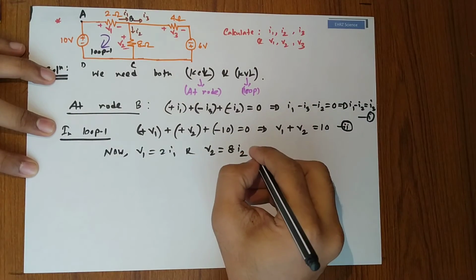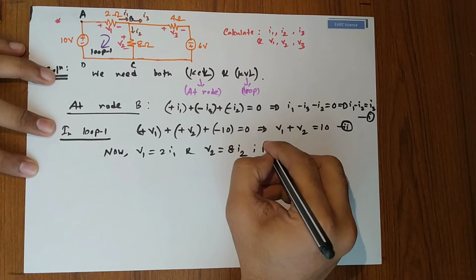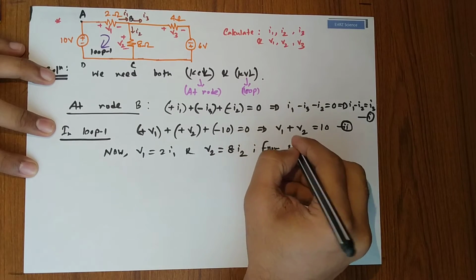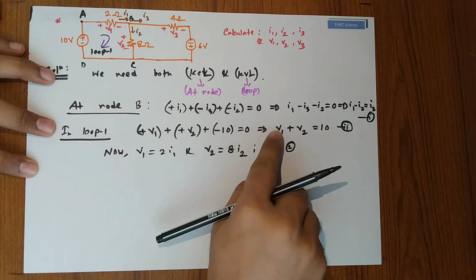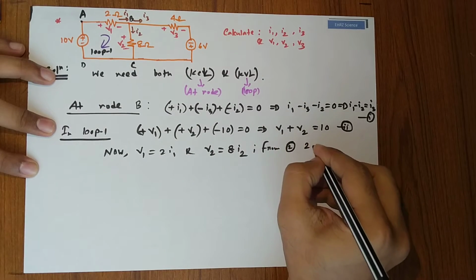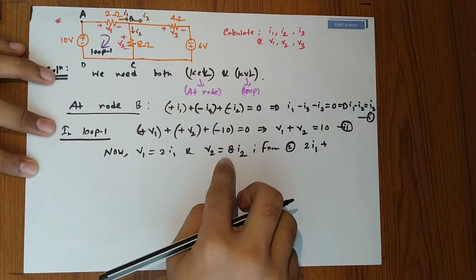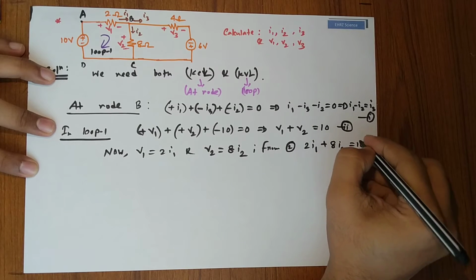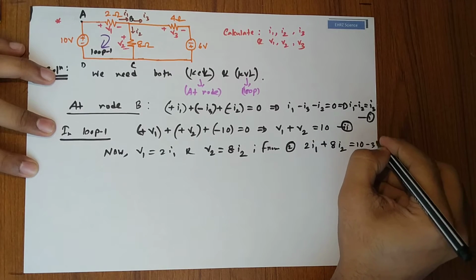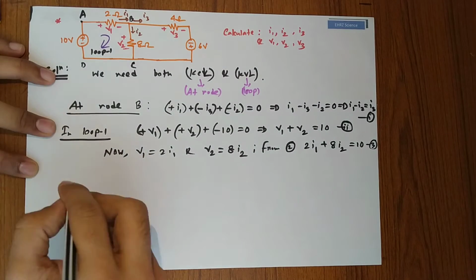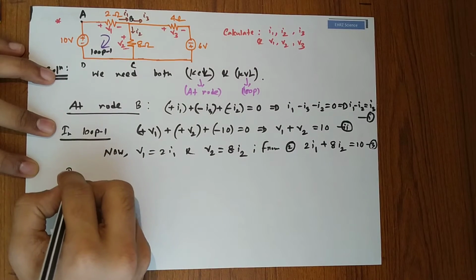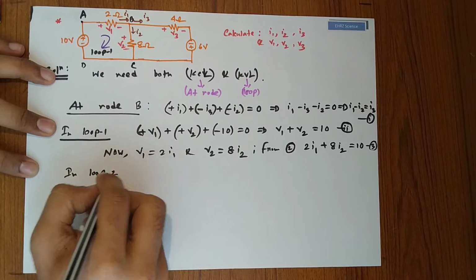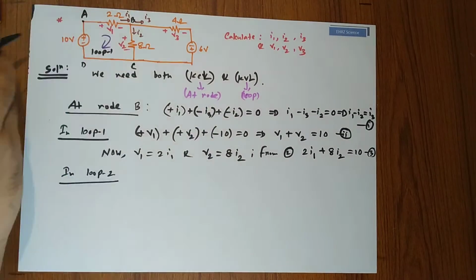So from equation 2, we can write that 2I1 plus 8I2 is equal to 10. This is our equation 3. Now in loop 2, this is our loop 2.